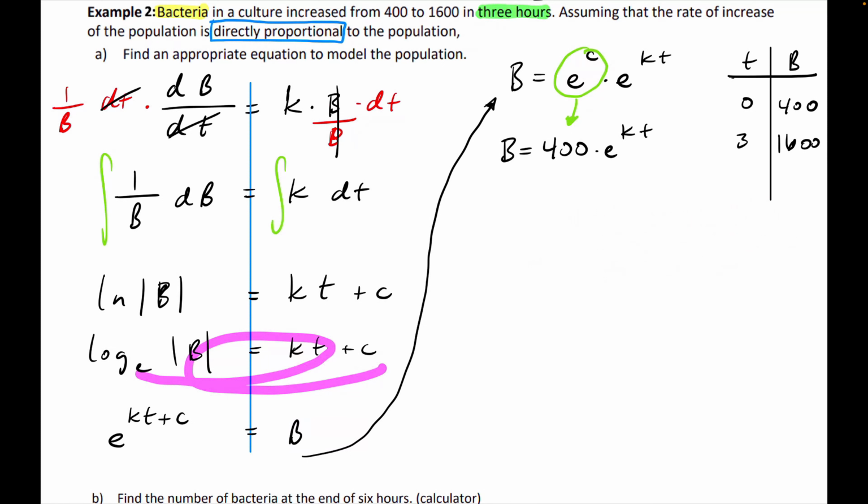I can't use that. So my question is, how can I find k? Here's my other question. Do I have some B's and T's? Where do I have them at? On the table, right? I got some on the table. I've already used the first one. That's how I came up with 400. I got another one. I'm going to plug this guy in and see what happens. So B is 1,600.